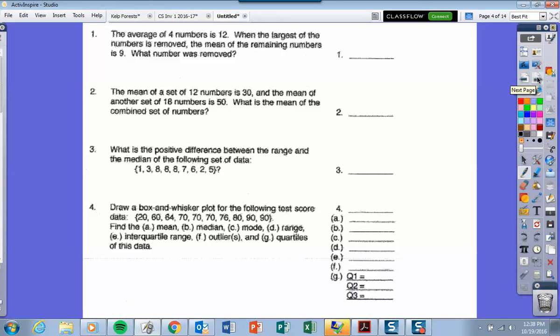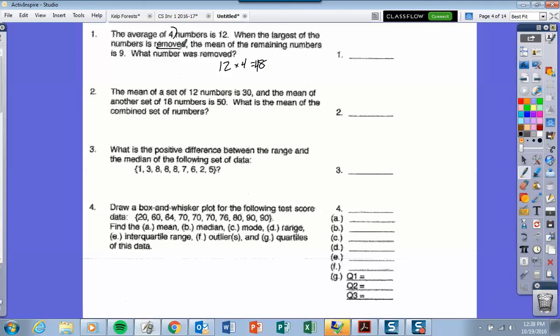So the average of 4 numbers is 12 and a number is removed. Okay, because I'm talking average, I know that I added a bunch of numbers and then divided by 4 to get this 12. So to undo that and to find out what the total sum of those numbers was, I'm going to take 12 times 4, which gives me 48.